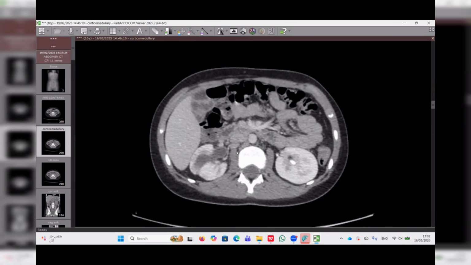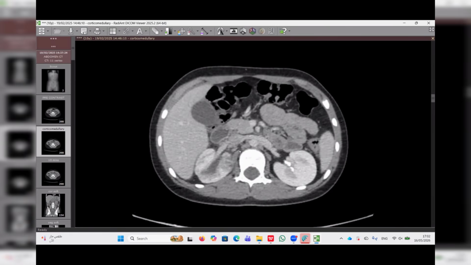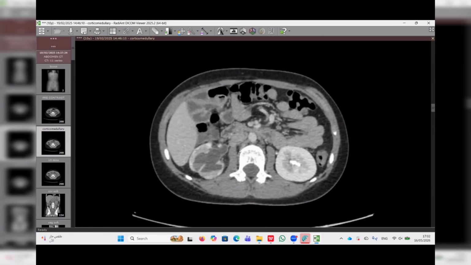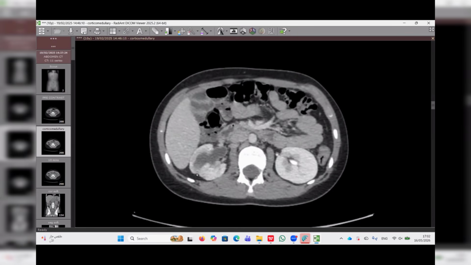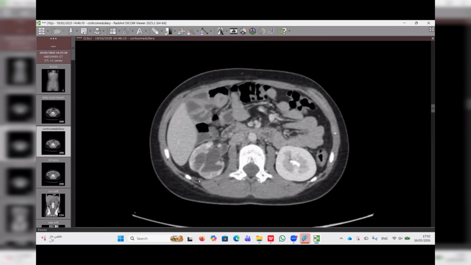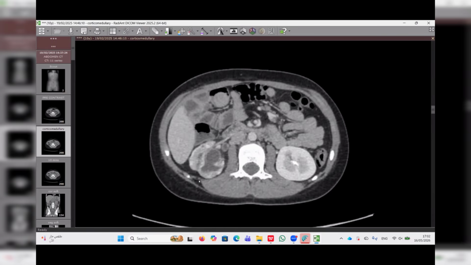Okay. Can you please give me an idea about the renal cortex? Is it smooth or not smooth? The renal cortex is not smooth. There is evidence of renal cortical scarring noted. Yes, perfect. Why do we have renal cortical scarring? Because of the recurrent infections. Yeah, perfect. Recurrent ascending infection.